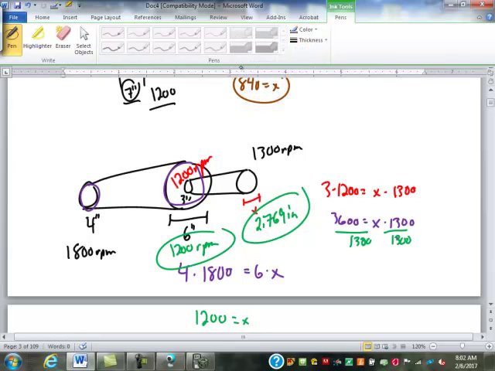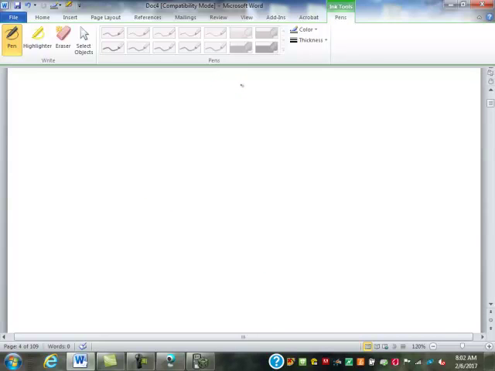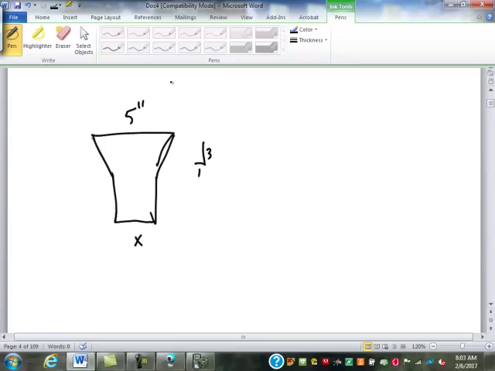Which type of problems seem to be giving people the most trouble so far? Pulleys or the aspect ratios? Aspect ratios. So let's do one like number 42. Trying to find dimension X. This is a 3:1 aspect ratio, 5 inches up here. 3 1/4 inches and 1 3/4 inches.